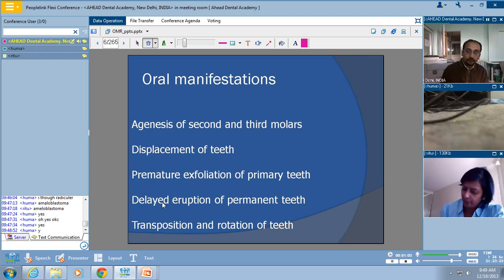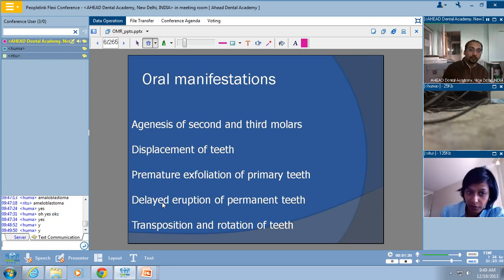By anterior displacement, I mean, supposing these are the multilocular radiolucencies in the posterior mandible, the teeth will actually be pushed towards the symphysis menti, or towards the anterior mandible. Cherubism represents the only condition in which the teeth are displaced anteriorly. Is it clear?